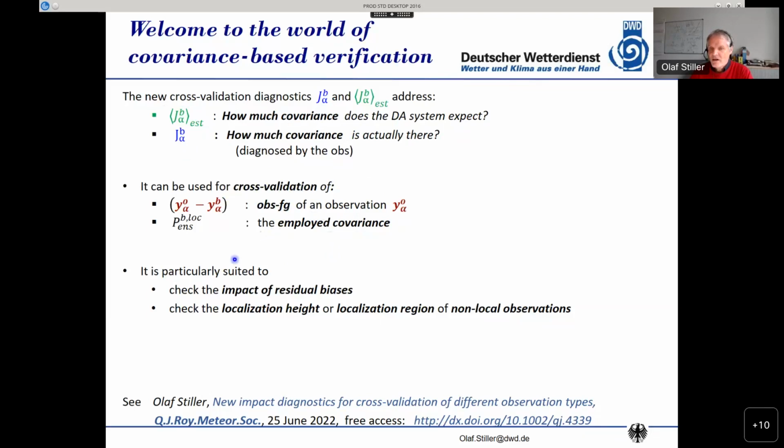If I have to pick two things, I think they are particularly suited for assessing residual biases in your data, and also for assessing localization height or the localization region for known local observations, to assess regions where the ensemble covariances are reliable. And as I had mentioned before, there has been a paper published this summer in the Quarterly Journal where a large part of this talk and also all the mathematics behind these diagnostics has been written down.